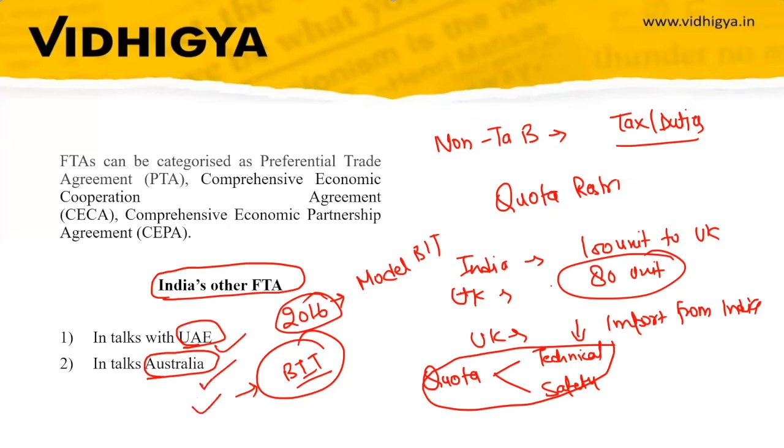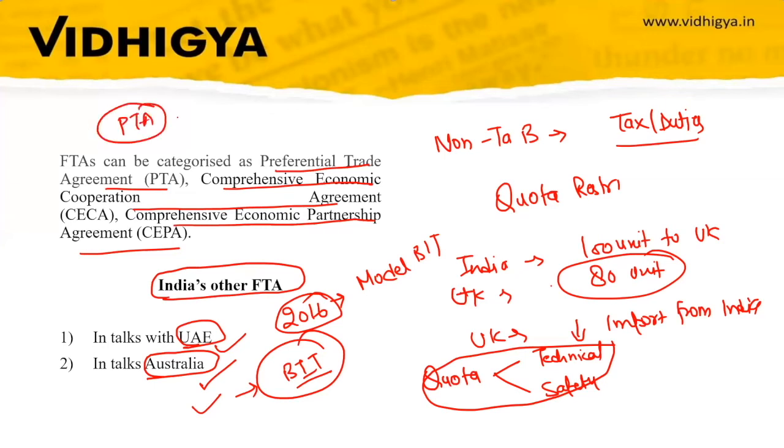So FTAs can be categorized as preferential trade agreement, comprehensive economic cooperation agreement, comprehensive economic partnership agreement. For example, in PTA, the restrictions are more. In CECA, restrictions are less. In CEPA, restrictions are further reduced. So this is how it goes. First they conclude a preferential trade agreement, then a free trade agreement, then another version CECA, then CEPA. So this is all.